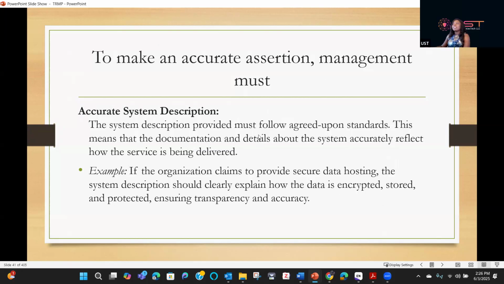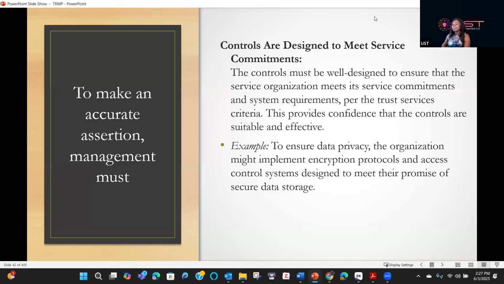The system description provided must follow agreed upon standards. This means that the documentation and detail about the system accurately reflect how the system is being delivered. For example, if the organization claims to provide secure data hosting, the system description should clearly explain how the data is encrypted, stored, protected, ensuring transparency as well as accuracy. Do you see? So apparently you want to be very, very transparent.